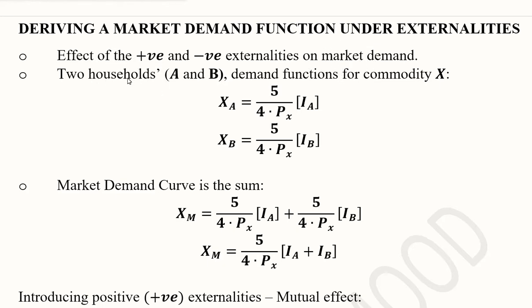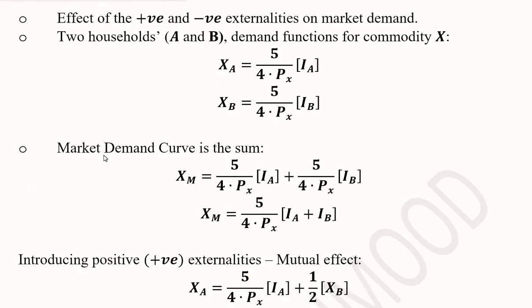There are basically two households that we are considering, that is household A and household B. They have their own demand functions, and the commodity that they are consuming is X. So the demand function by the first household is XA, and the demand function by the second household B is XB. It is dependent upon the price of the good X and the income that they have, that is, household A depends upon their income IA, and household B upon IB, and the price of the good. So this is the set of demand functions that we have.